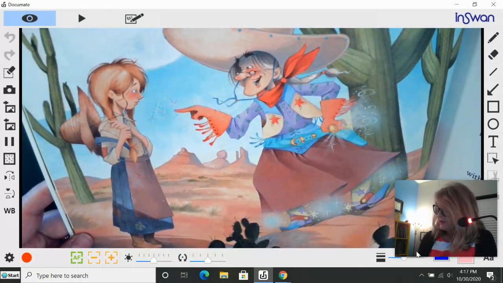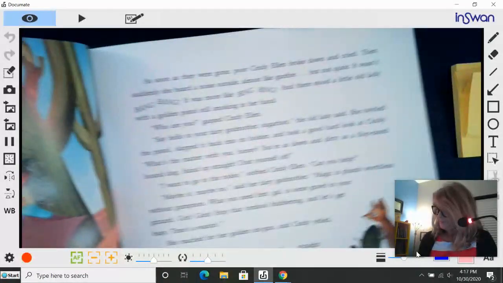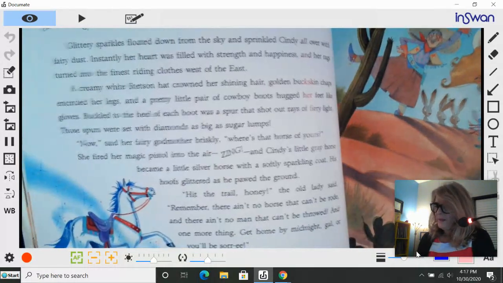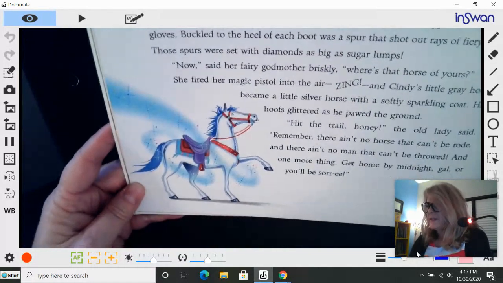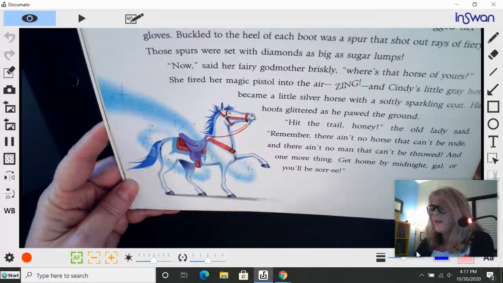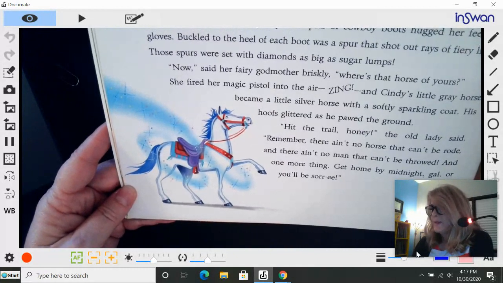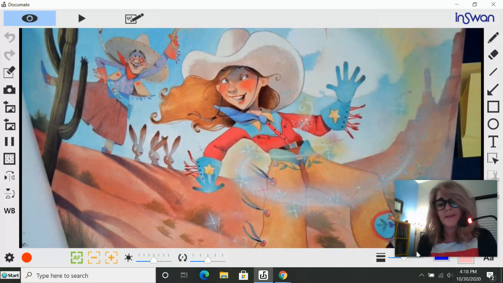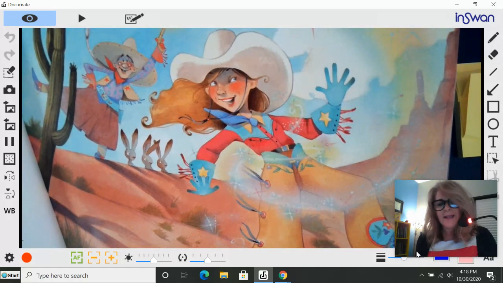But her godmother had already fired, straight up into the air. Bing, ping! Glittery sparkles floated down from the sky and sprinkled Cindy all over with fairy dust. Instantly her heart was filled with strength and happiness, and her rags turned into the finest riding clothes west of the east. A creamy white Stetson crowned her shining hair.